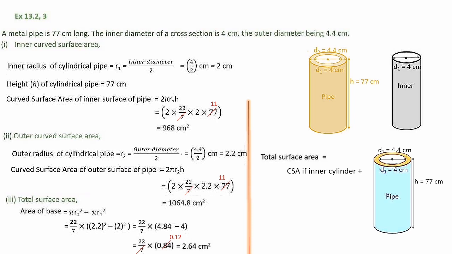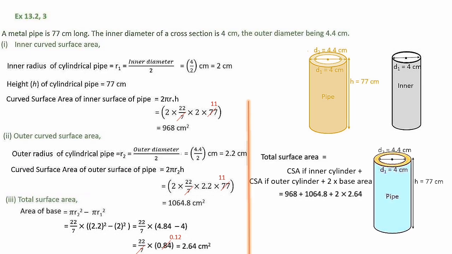Total surface area is equal to curved surface area of inner cylinder. When you see from outside, the inside portion is empty, it is a pipe. So that inside portion is a cylindrical portion. That is the curved surface area of inner cylinder, which we have calculated, plus curved surface area of outer cylinder. When we look from outside also, it is a cylindrical portion, a curved portion, that we have to add. That is already calculated, the outer curved surface area. Then as I mentioned before, 2 into base area. There are two bases, one at the top and another one at the bottom. Both are the same area. So 2 into base area.